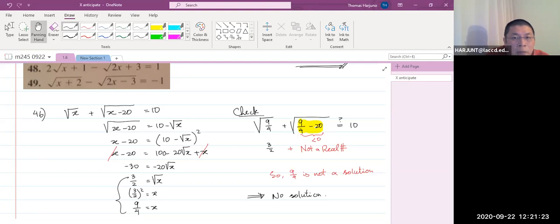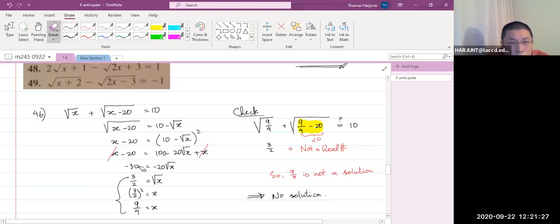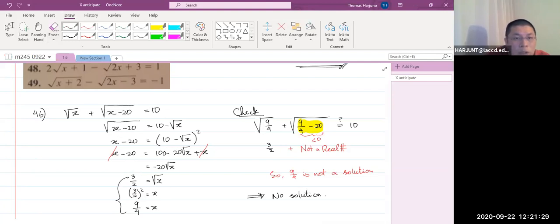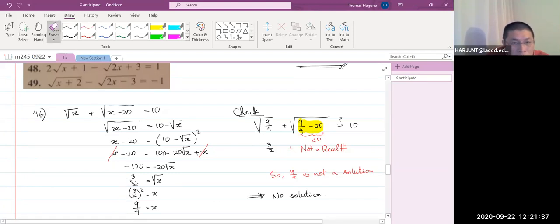So I made a mistake. Hold on. This should be negative 120 divided by 20. That will be positive 6. This should be positive 6. My bad. So this is 6. This becomes 36.